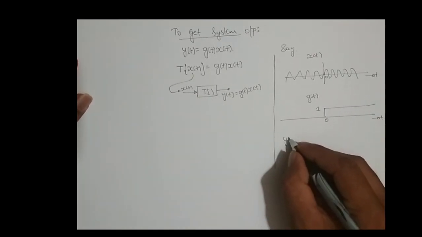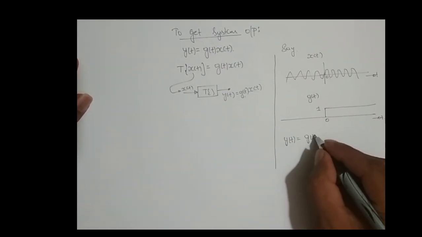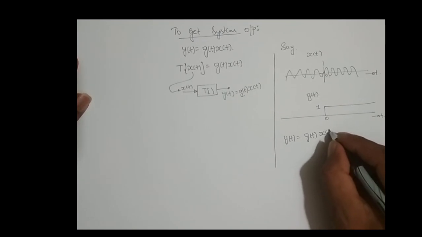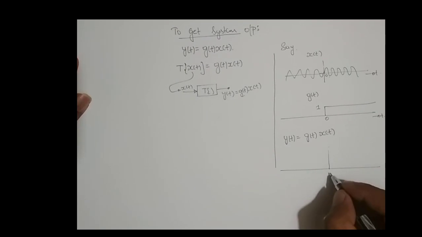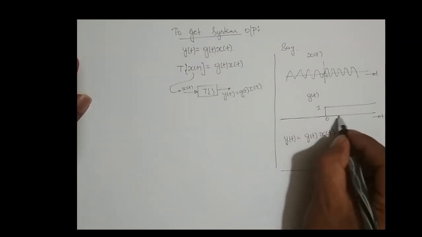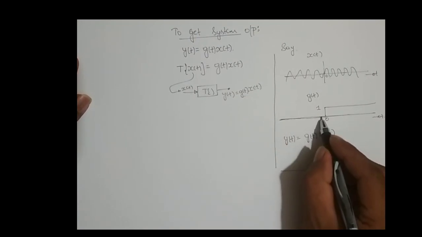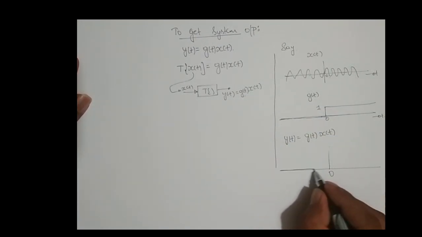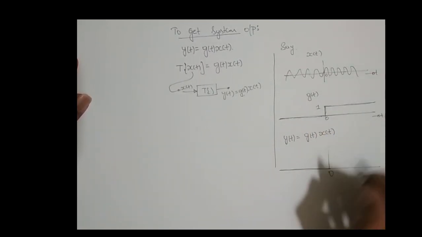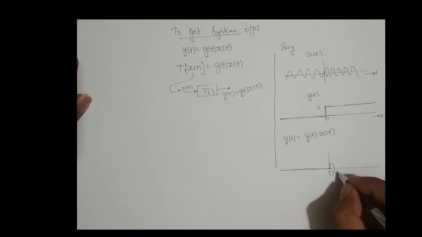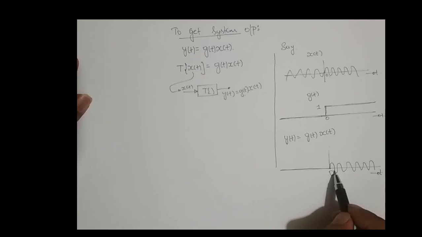So what is the system output I am getting? System output is nothing but what? This unit step function is getting multiplied with the sine wave x of t, right? How does it look like? So this signal multiplied with this signal. For negative values of t, it is 0. 0 multiplied by anything is 0. So I get 0. And for positive values of t, 1 multiplied with this signal, I get this signal back. So it looks like this.